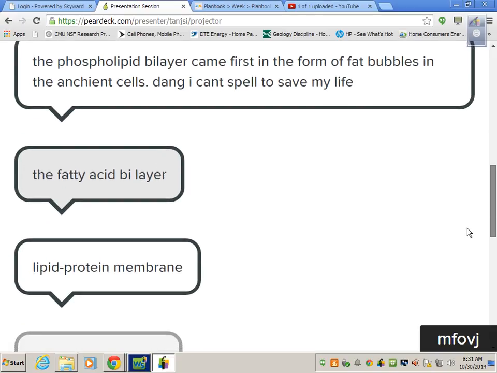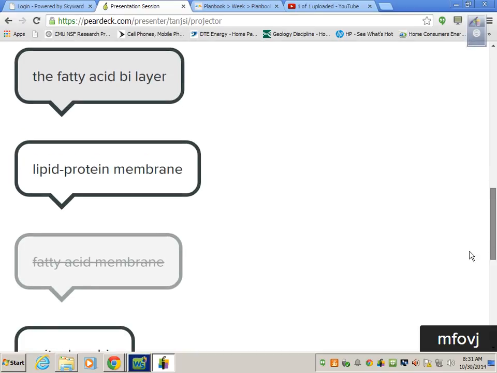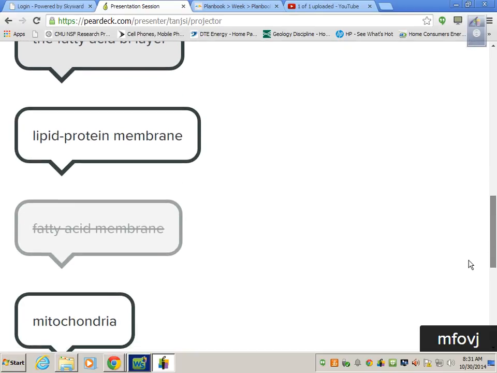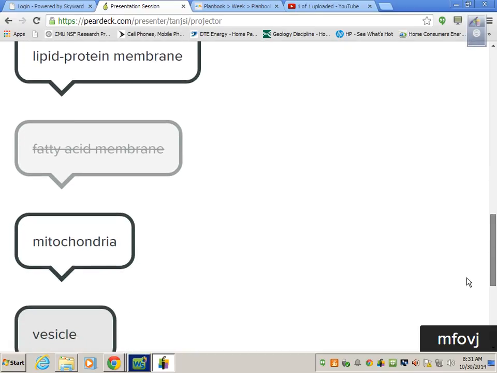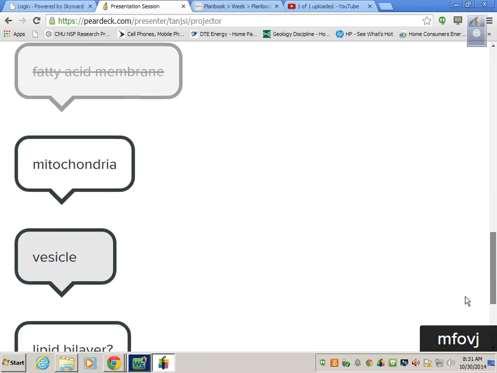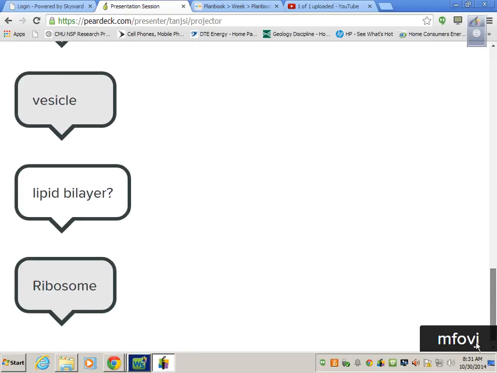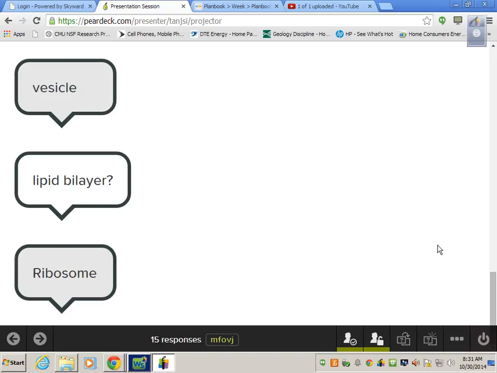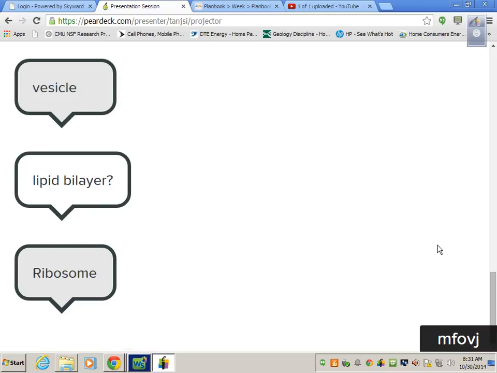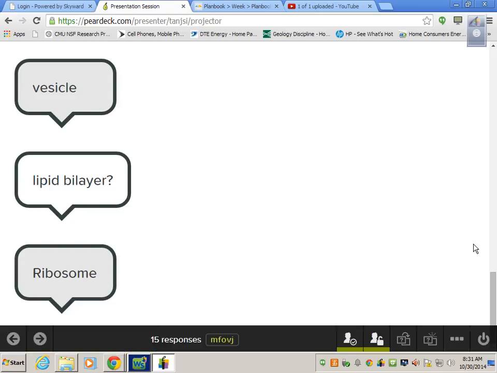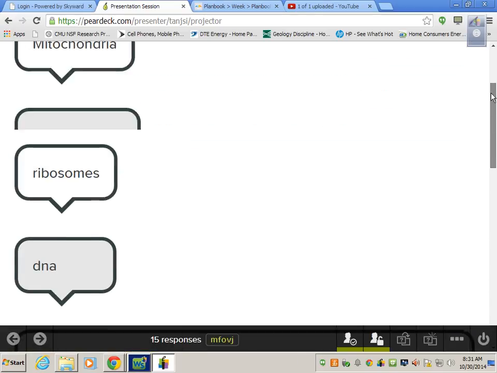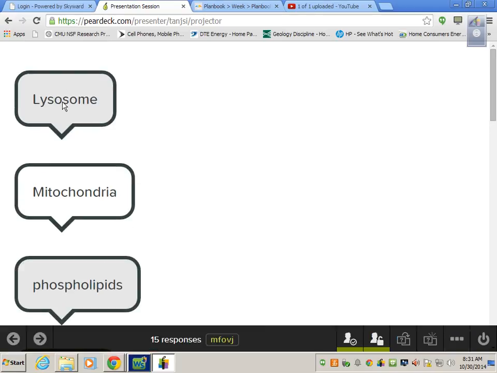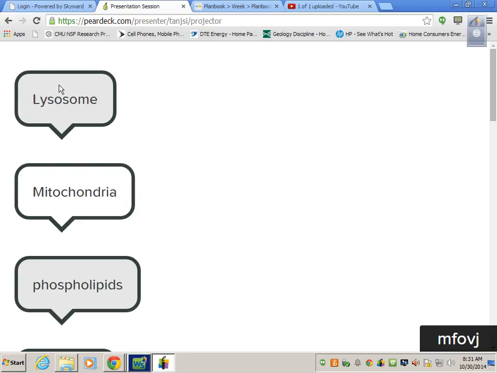Dang, I can't spell to save my life. Okay. The fatty acid bilayer, kind of. Lipid protein membrane. Vesicles I like a lot. So the simplest cell structure inside of our cells that would represent that very early first cell membrane would be a vesicle. And I liked lysosome because lysosomes are a vesicle with a protein in them, right? So that's good too. That would represent the early cell, not the cell membrane, right?